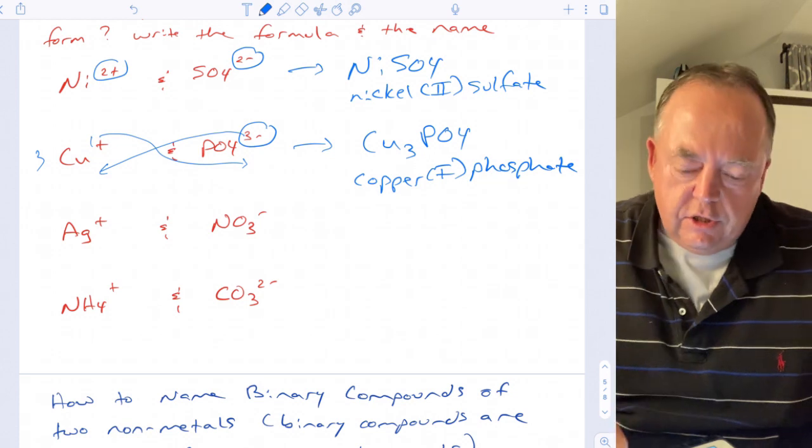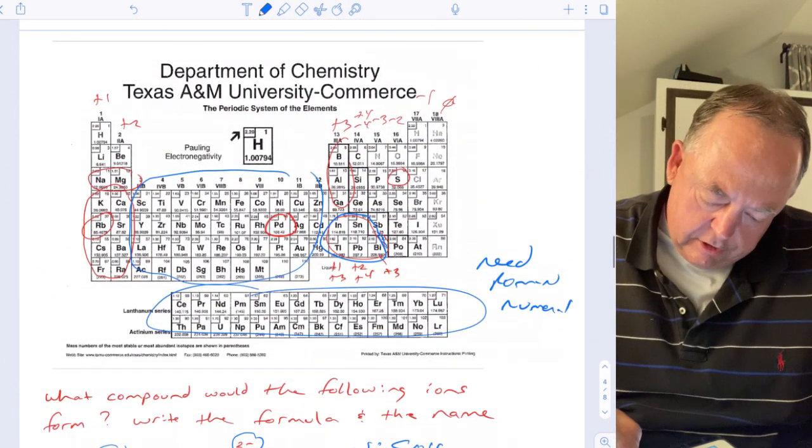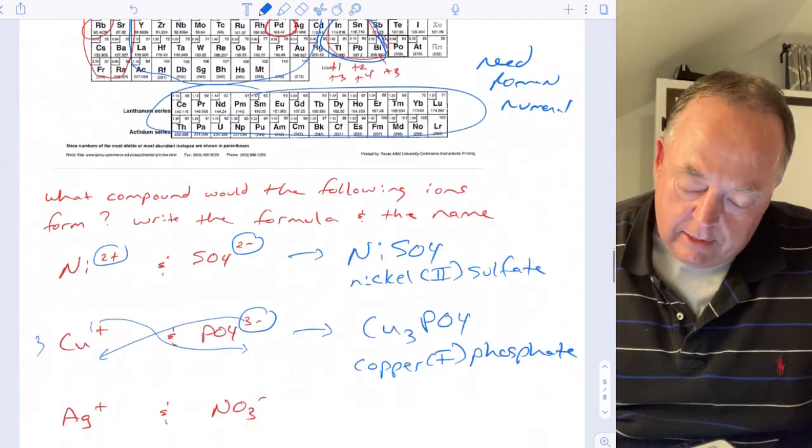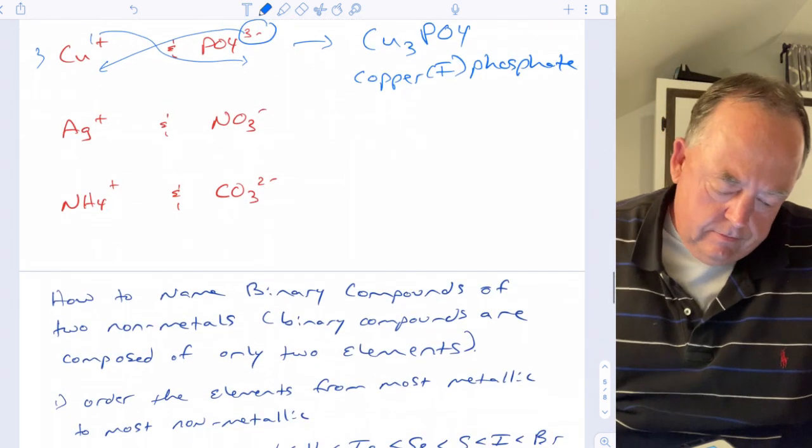Again, copper is a transition metal, right? Copper is here, so you need the Roman numeral. Nickel is there, so you need the Roman numeral in the name to indicate the charge on the metal.